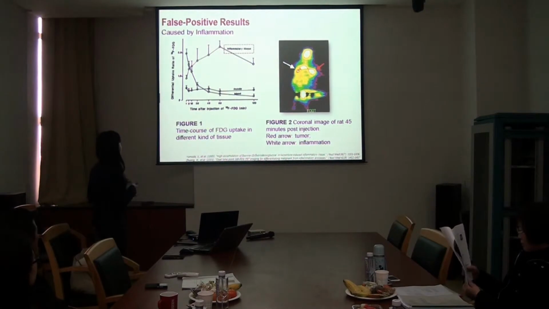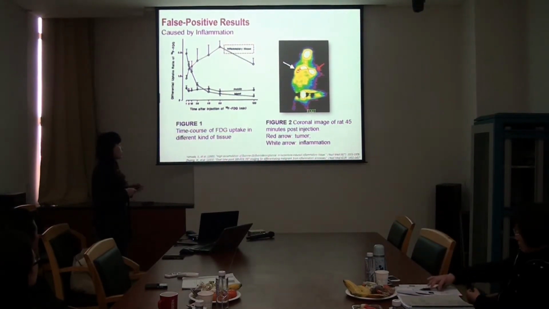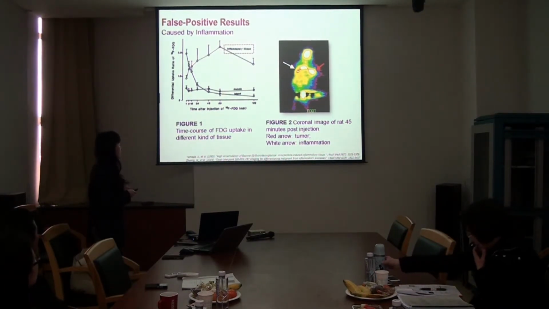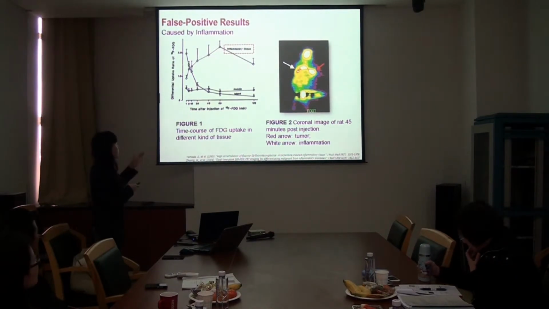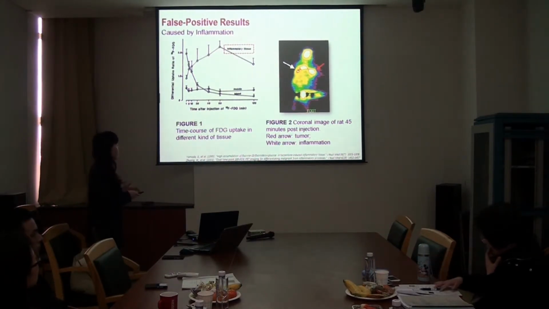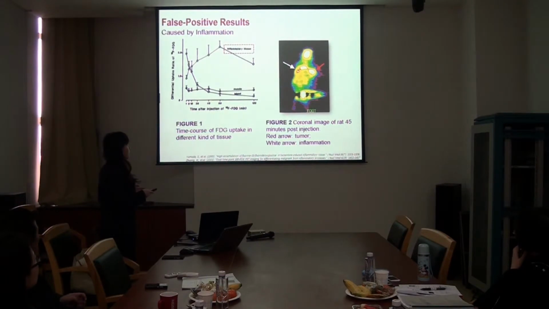The first one is the FDG uptake in different tissues at various time intervals. We can see that inflammatory tissue uptake remains at a very high level. The second one is the PET image of a tumor-bearing mouse with inflammatory lesions. The red arrow points to the malignancies and the white one points to the inflammation. We can see that from the image alone, we cannot differentiate the two kinds of lesions.